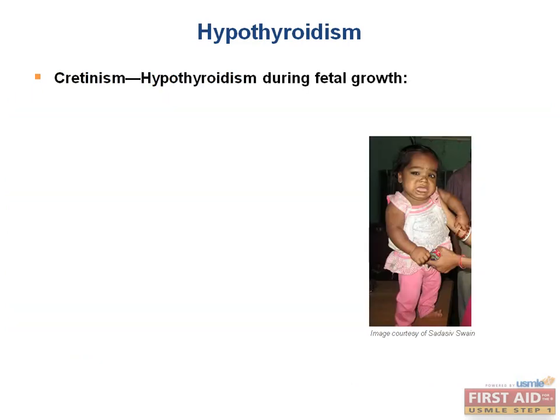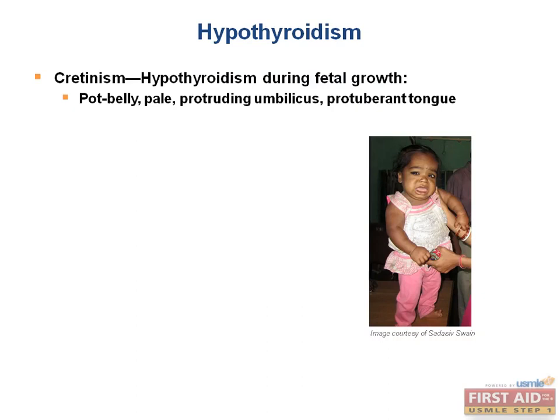We now turn to a congenital form of hypothyroidism called cretinism. This is caused by a lack of thyroid hormone during gestation. Remember that the fetus is dependent on maternal thyroid hormone because it doesn't produce significant amounts itself. As you may recall, thyroid hormone is necessary for bone growth and brain maturation, so both of these processes are compromised, and additional clinical findings include potbelly, pale, protruding umbilicus, and protuberant tongue.